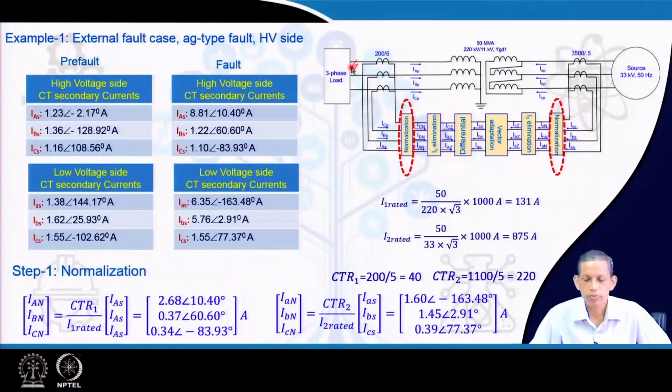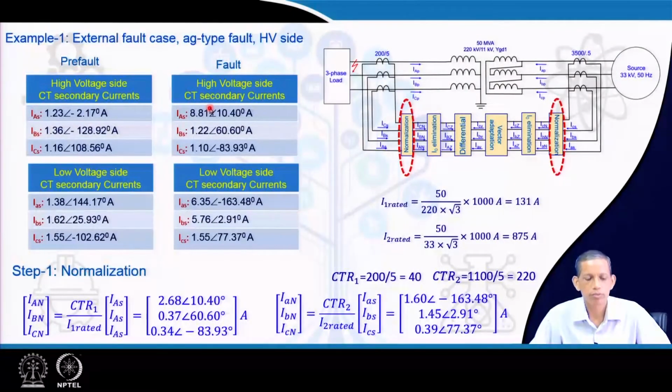So, for an external fault of AG type in the high voltage side, the recorded data are as follows. Pre-fault is the normal loading condition, where IAS, IBS, ICS are the secondary currents available through the CT secondary to the relay, a little more than 1 ampere. This is the status of the loading condition. Then on the low voltage side, the CT secondary current in the pre-fault state is also similar, greater than 1 ampere or so after the transformation, through the 5 ampere CT. Now, the fault data are like this.